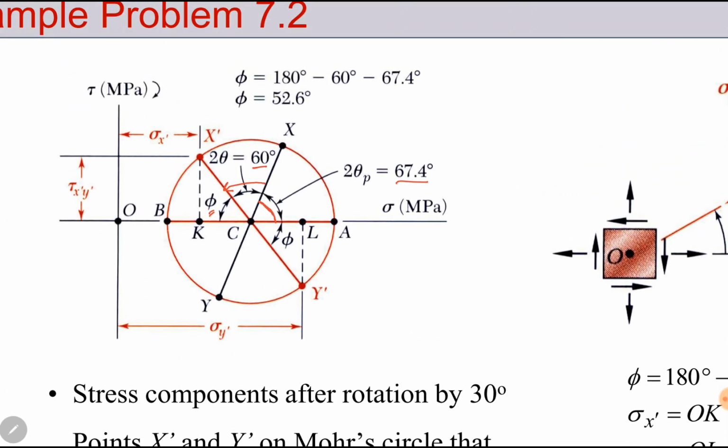This point x dash has coordinates of sigma x dash, minus tau x dash y dash. This point y dash has coordinates of sigma y dash, plus tau x dash y dash. We can draw a perpendicular from x dash on the horizontal axis, x dash k, and using this triangle C K x dash we can find these coordinates sigma x dash and tau x dash y dash. Similarly, from this triangle C L y dash, we can find the coordinates sigma y dash and tau x dash y dash.